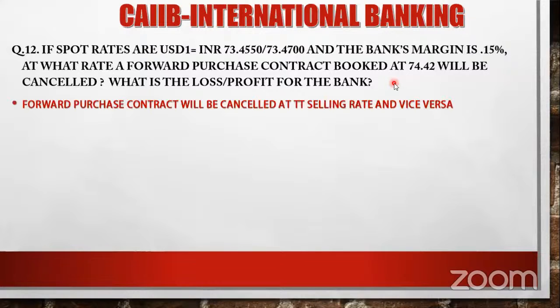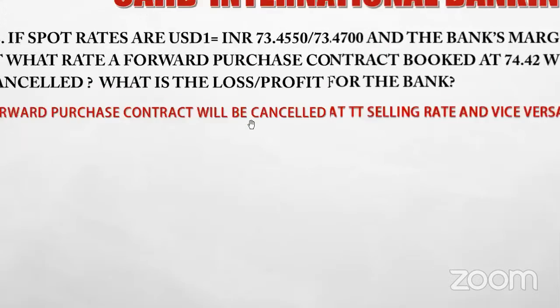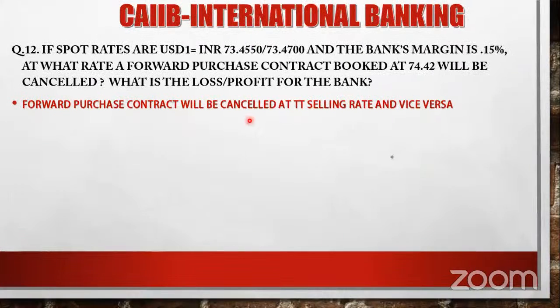Now step number 1 is a purchase contract. Rule number 1, note down: a forward purchase contract, if it is to be cancelled, will be cancelled at the reverse rate. What's the reverse rate? A forward purchase contract will be cancelled at the TT selling rate. This concept you will have discussed already in your theory classes. A forward purchase contract will be cancelled at the TT selling rate. And a forward sale contract will be cancelled at what? A forward sale contract will be cancelled at the TT buying rate.